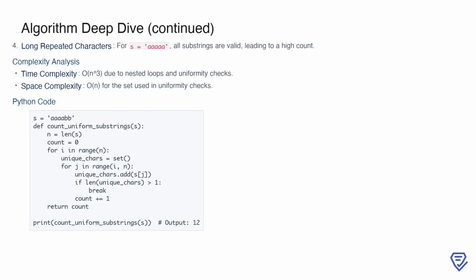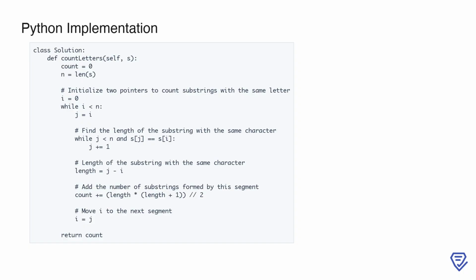Finally, let's analyze the complexity of the brute force approach. As mentioned earlier, the time complexity is n cubed, due to the nested loops and uniformity checks, while the space complexity is O(n), because of the set used for those checks. To implement this in Python, we use two nested loops to iterate over all starting and ending indices. A set is used within the inner loop to track unique characters, and the count is incremented whenever the substring is uniform. For example, with s equals aaaab, the function outputs 12, which is the total number of valid substrings.